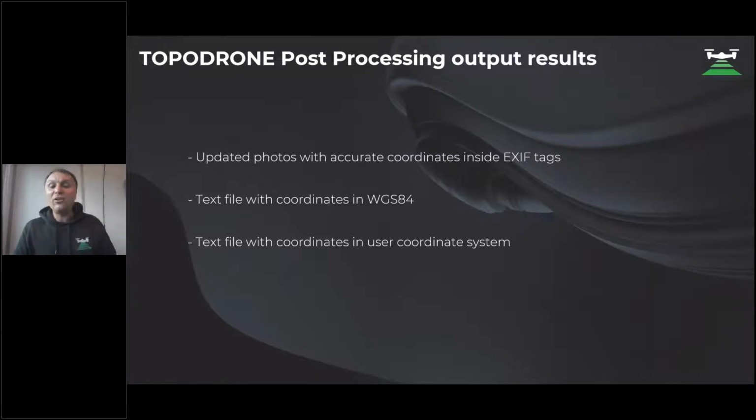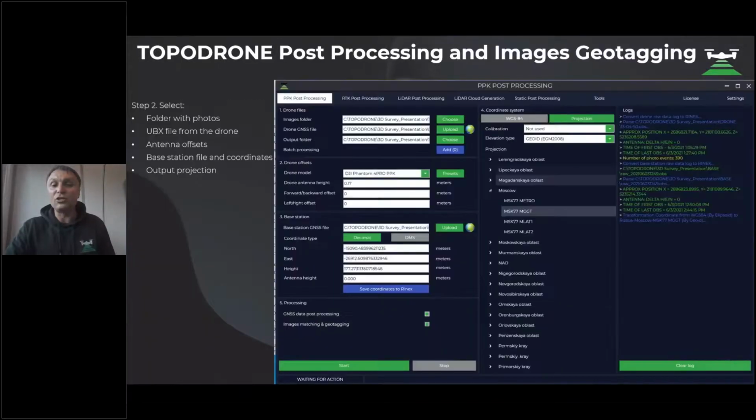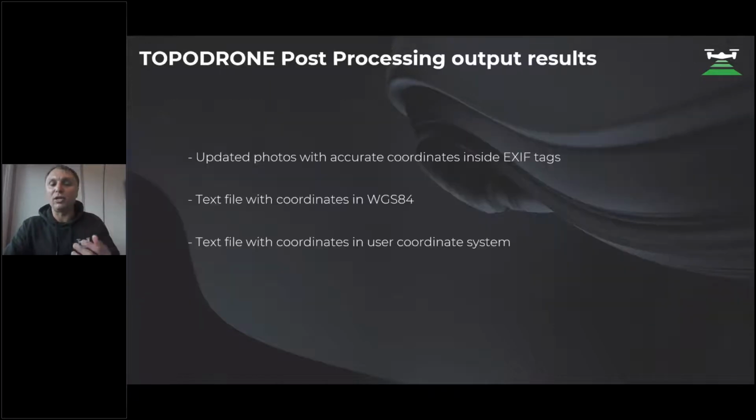And after post-processing, you will get a number of photos with accurate coordinates inside of EXIF. Additionally, we will create a text file with the coordinates in the WGS84 coordinate system, and a text file with the coordinates in your local coordinate system, which you choose during data processing. Here in the software, there is a possibility to add your own geoid and your own coordinate system. As a result, you will get results of post-processing in your local coordinate system as well.